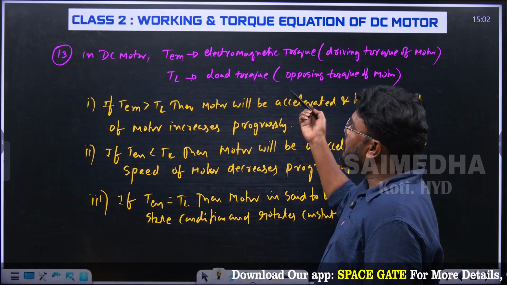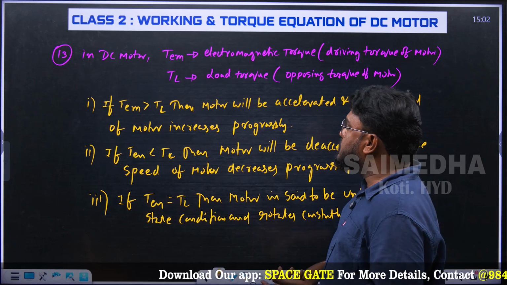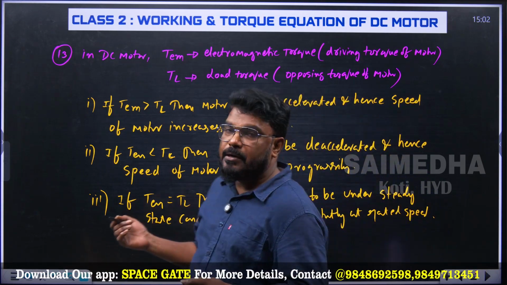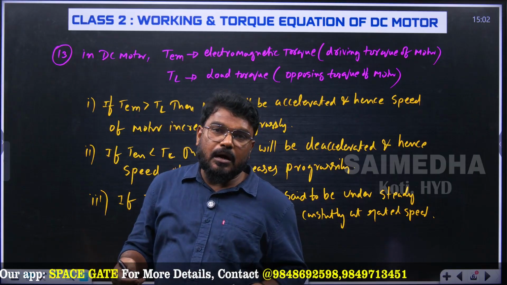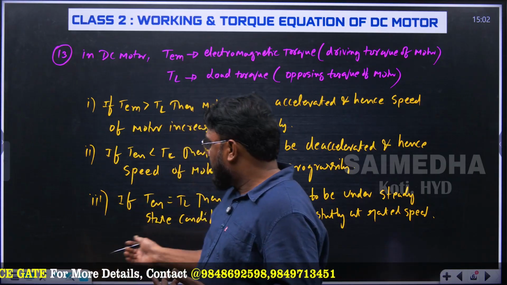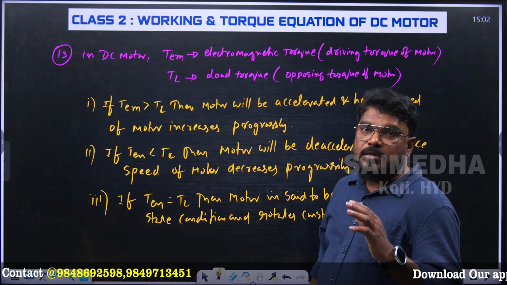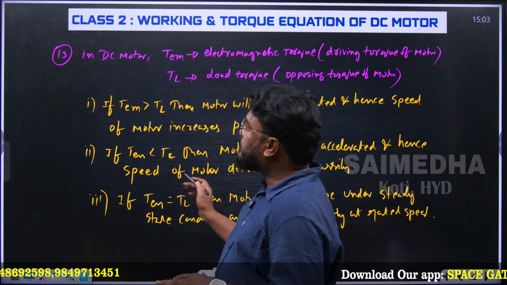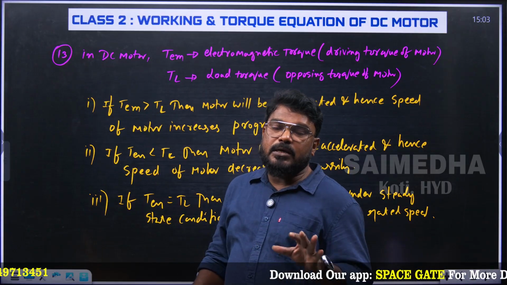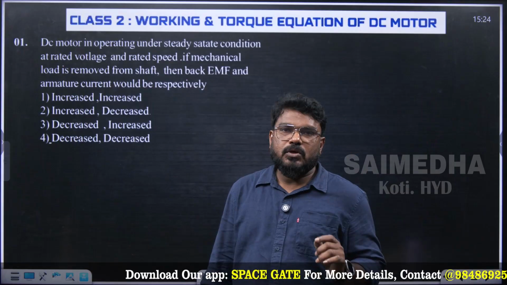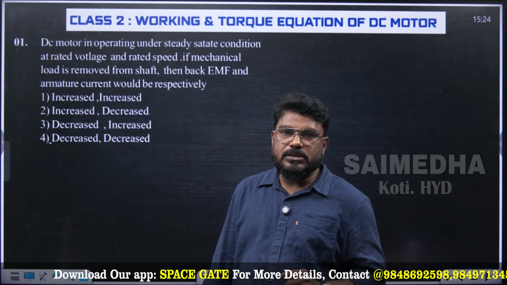In a DC motor, which is the driving torque, which is the opposing torque? If driving torque is less than the opposing torque, then what will happen? If driving torque is more than the opposing torque, then what will happen? When these two are equal, what will happen in the DC motors? This type of question you can expect from the working of the DC motor and its torque equation. So let us solve the questions from this topic.